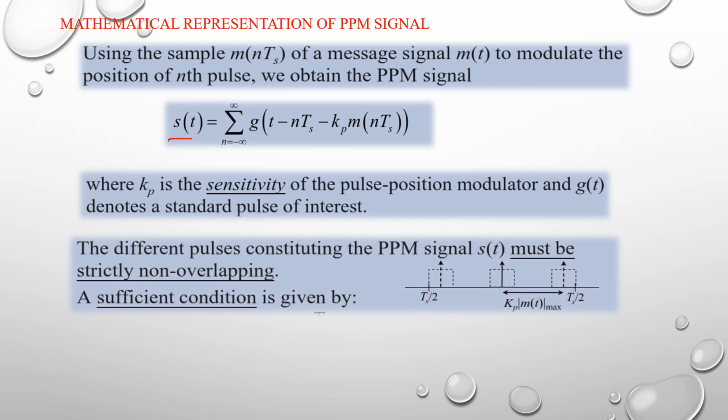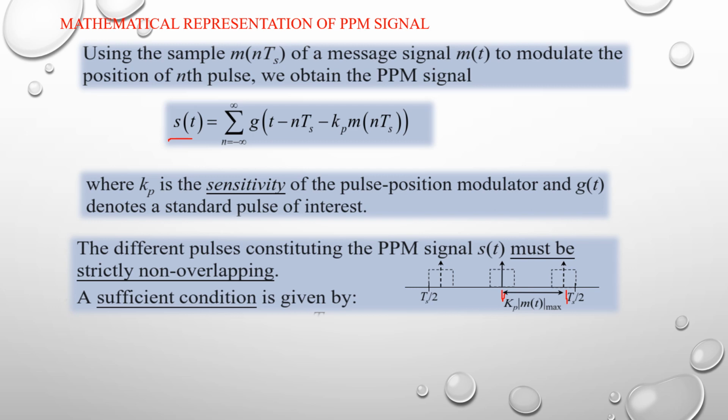So in PPM, the different pulses constituting the PPM signal s of t must be strictly non-overlapping. So this is the PPM signal. Time is T by 2, and this is the reference line, and here is another reference. The duration is k_p magnitude of m of t maximum.